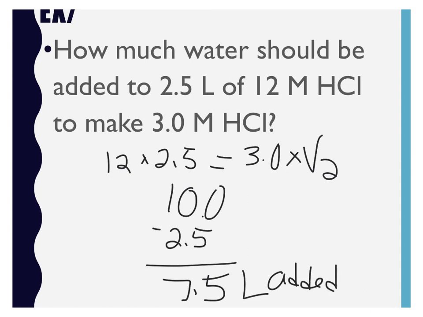So I would take my cylinder with the 2.5 liters of HCl, and I would need to get it up to 10. Now, one safety thing on here, you're supposed to add acid, so it'd be better in here to put the 7.5 liters of water and then add the acid. It's a little bit safer to do it that way on here.